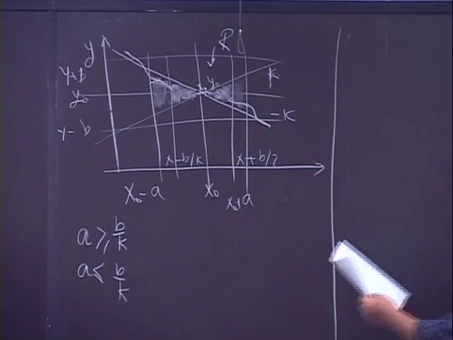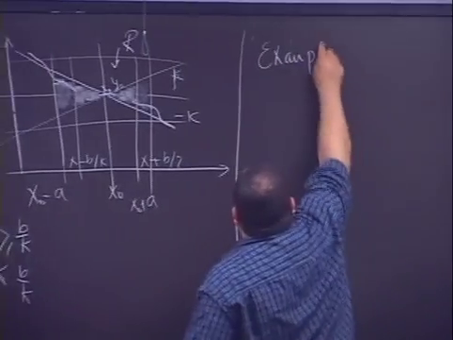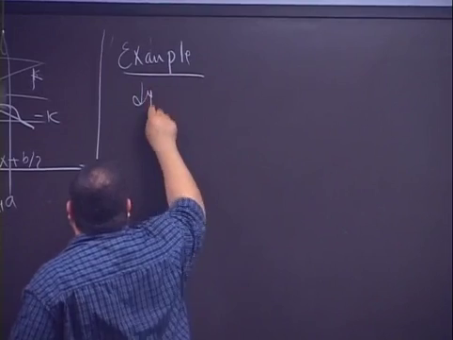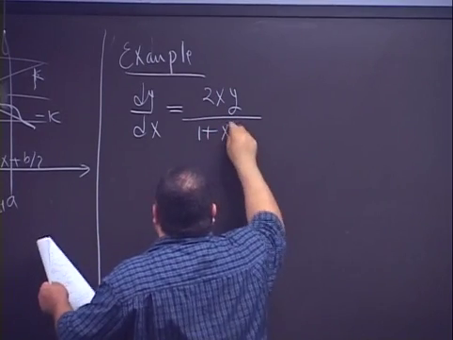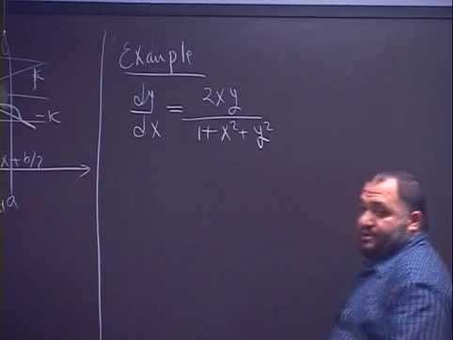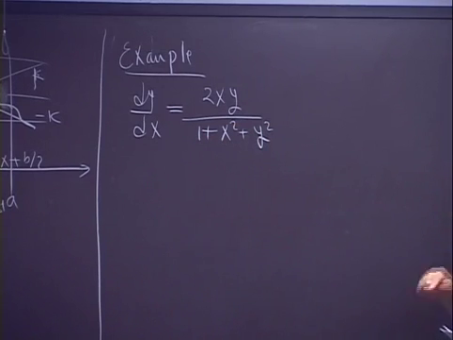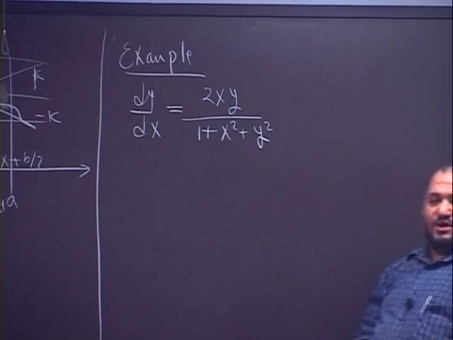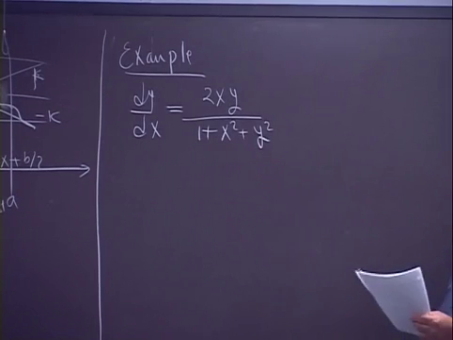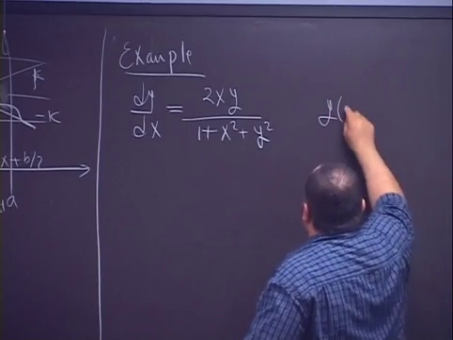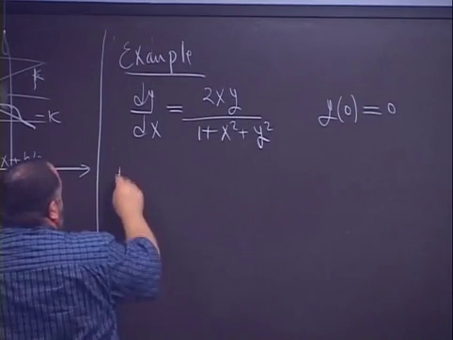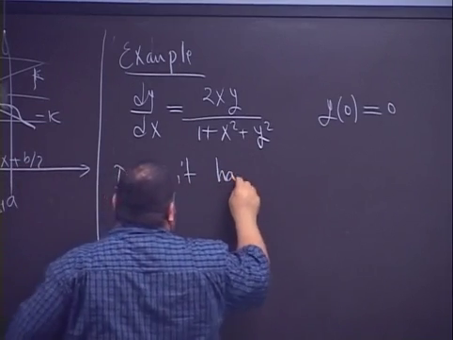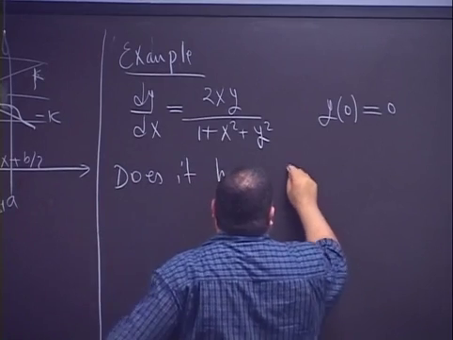So let's take an example here. dy by dx is 2xy divided by 1 plus x square plus y square. Is this a linear or nonlinear equation? Nonlinear. Why? You have a square. There is no problem if you have the x square, but I have a square in y. Yes? So, excuse me, this is nonlinear, and y at 0 is equal to 0. So, we want to see, does it have a unique solution?